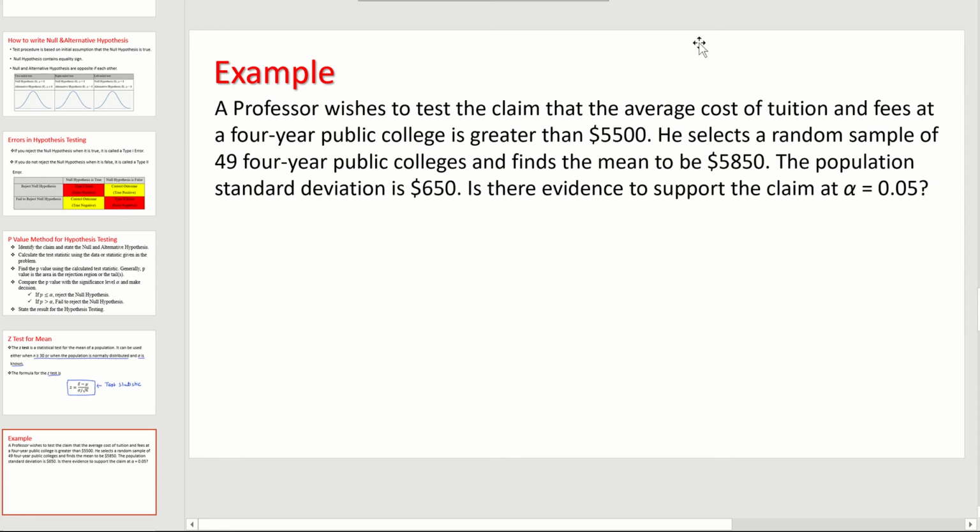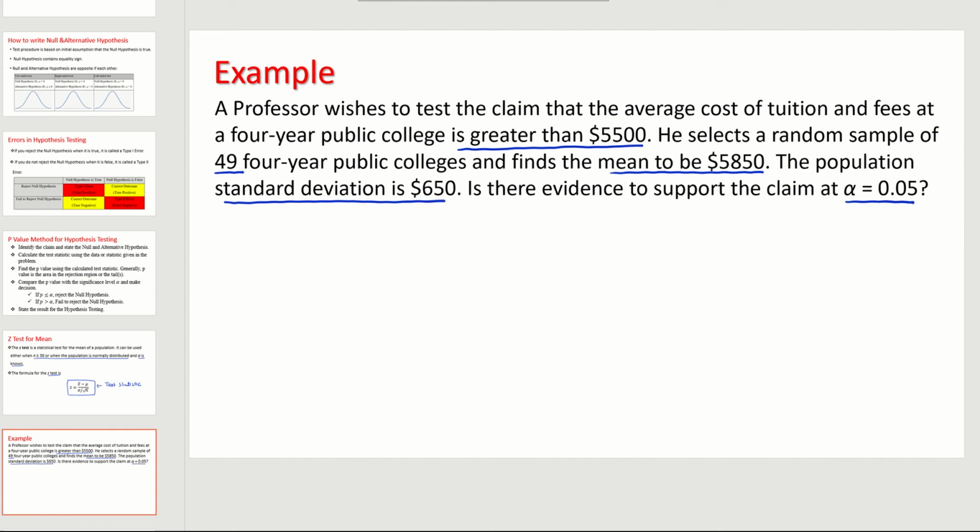So when we read the problem, we can see a lot of things here. The professor wishes to test the claim that the average cost of tuition fee at a four-year public college is greater than $5,500. We are looking at the average cost. He selects a sample of 49, so the sample size, n, is clearly more than 30, and he finds the sample mean to be 5850. Population standard deviation is given, and they have given the value of alpha.